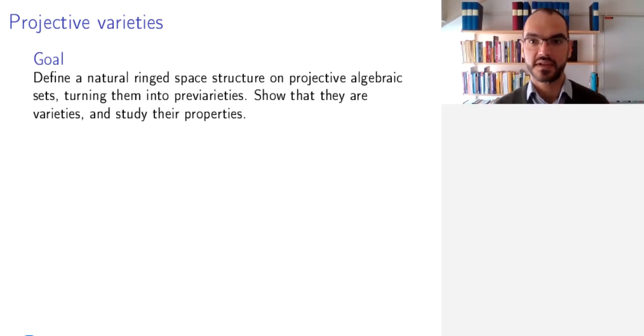So this includes three parts. First, defining the structure sheaf and showing that we have a pre-variety, then showing that this pre-variety is separated, and then studying the properties. So you might want to go back and check what it means to be a pre-variety and what it means to be separated.